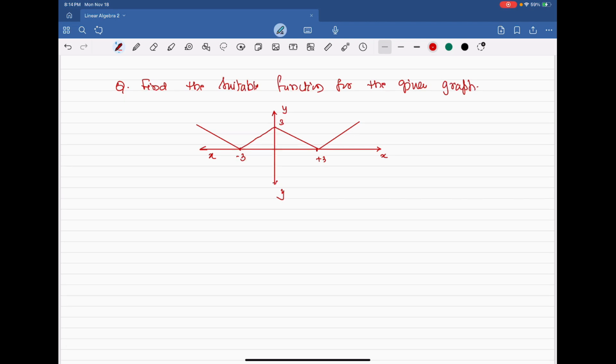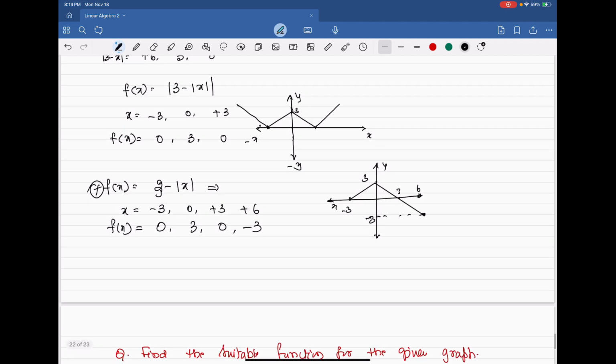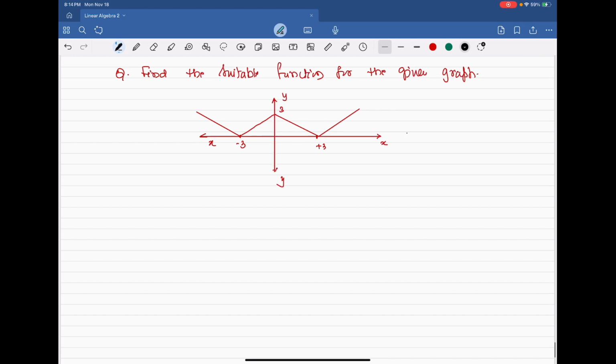Now, you just go back to the previous page, just to see which one is similar to this. f(x) is equal to the total absolute of 3 minus absolute x is the function. This implies the answer is an absolute value function, because whenever the y value is always above the x-axis, then it is nothing but an absolute value. This is the answer. Could you get it in seconds? Yes, this is how we have to solve the problems.